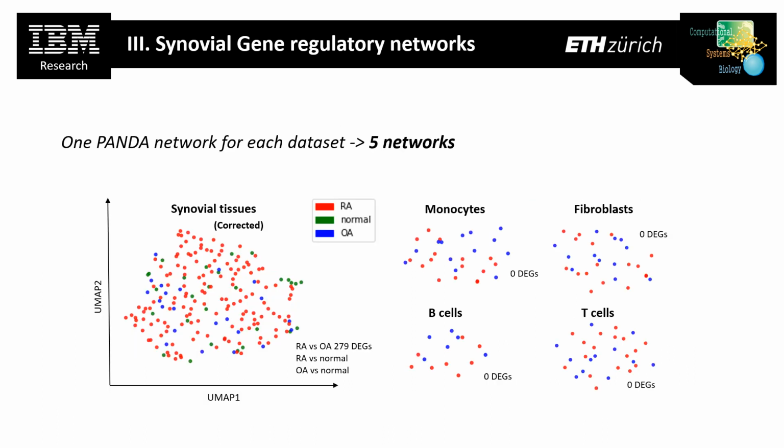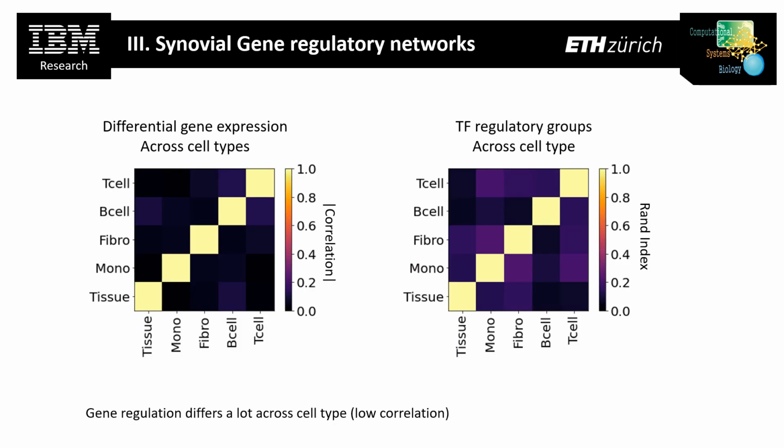So we did that for the entire synovial tissue, but you can also do that for each cell type. In the AMP phase 1 dataset, you have data about B cell, T cell, monocyte, and fibroblast, and so we made a network for each of them. And interestingly, this supports the point that I explained in the introduction: each cell type has a very different regulatory mechanism.